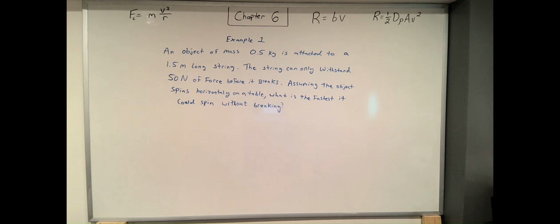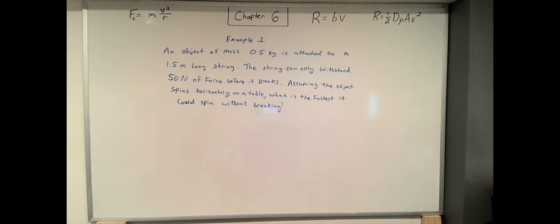So example 1, starting off, we're going to have some object with some mass of 0.5 kilograms. It's attached to a 1.5 meter long string, and it states that that string can only withstand 50 newtons of force before it breaks. Now, assume the object spins horizontally on a table. What is the fastest it could spin without breaking? So it gives you a lot of information here.